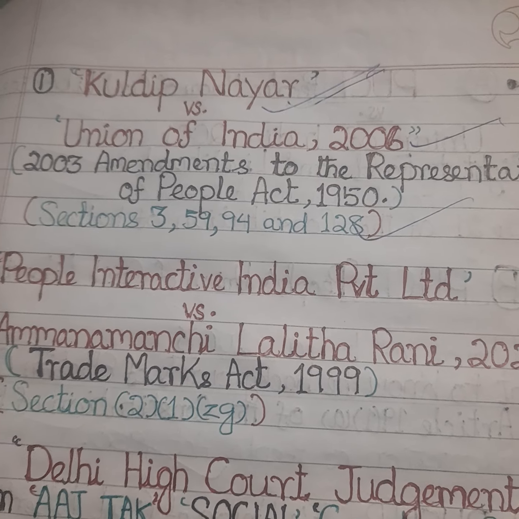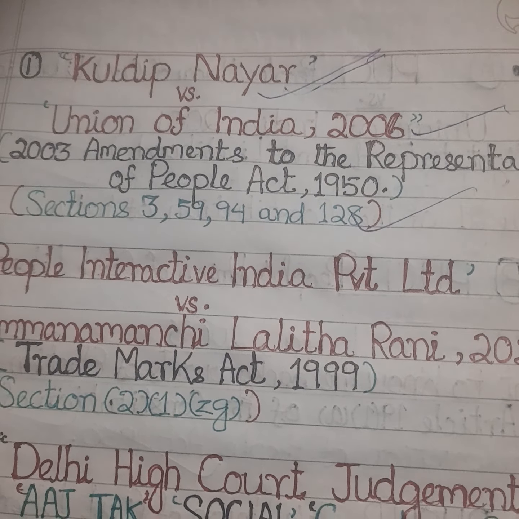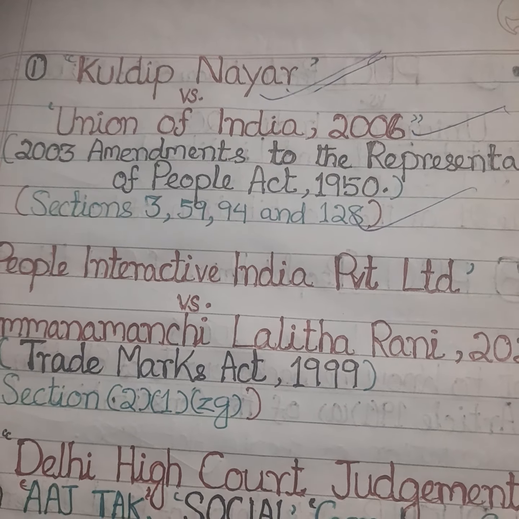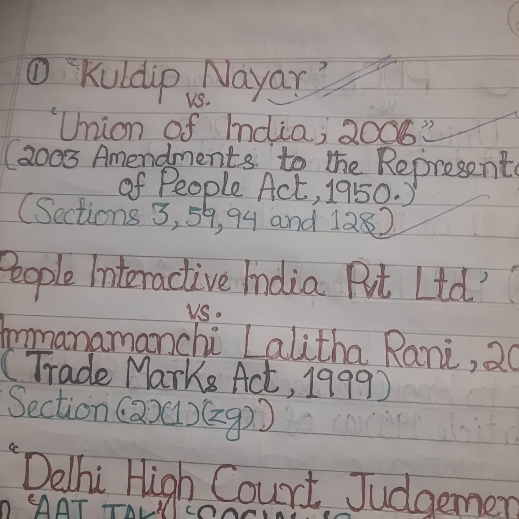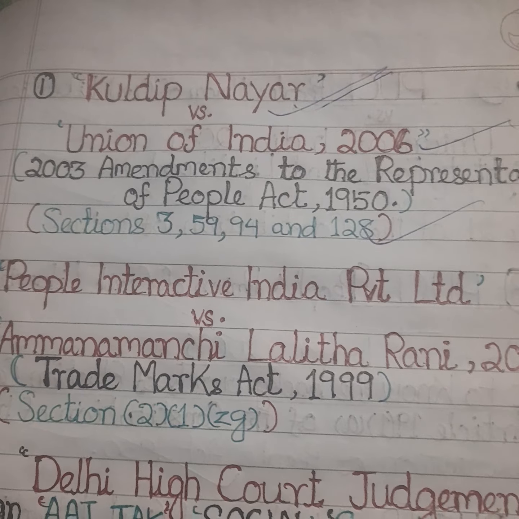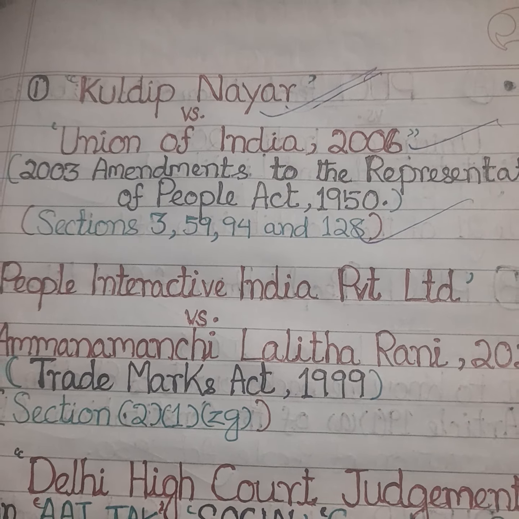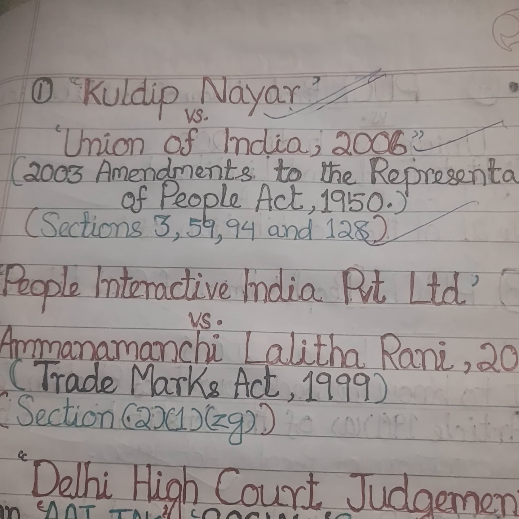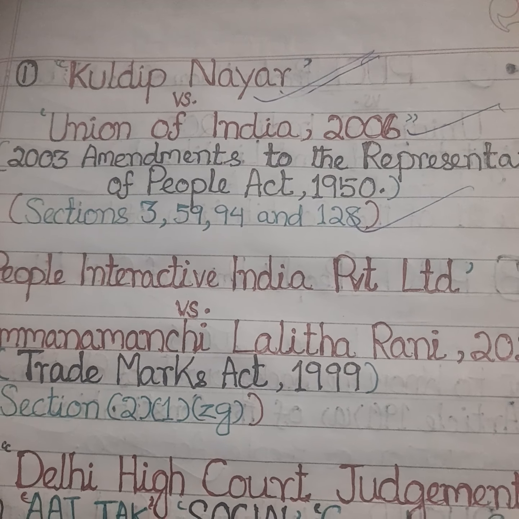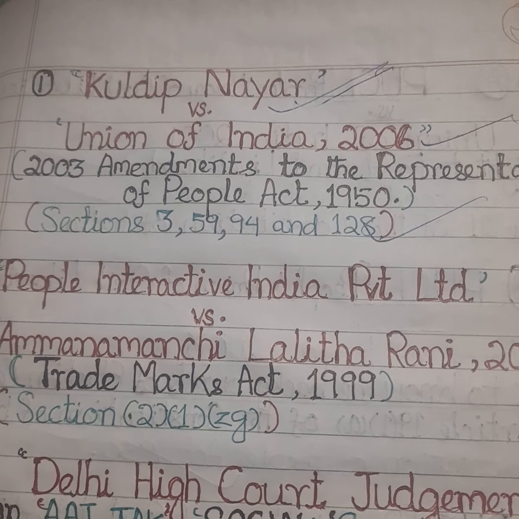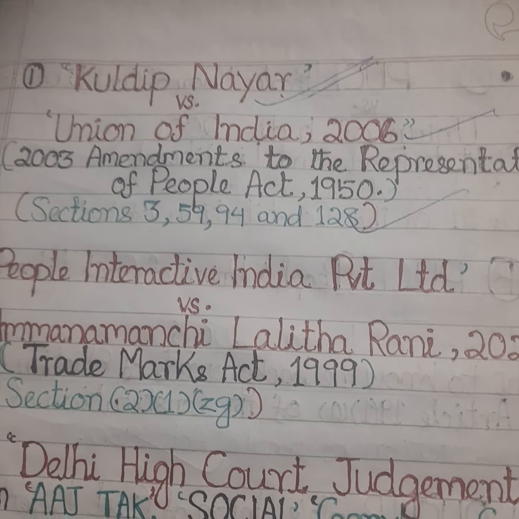The second legal issue that was raised in this landmark judgment is whether the open ballot system violates the principle of secrecy, which is subject to the fundamental rights of the voters under Article 19, Clause 1, Subclause A of the Indian Constitution. So now we'll discuss what exactly those provisions provide as per the Representation of People Act 1950 and Section 3 of the Act that was challenged, as well as Section 59, Section 94 and Section 128 of the Act.